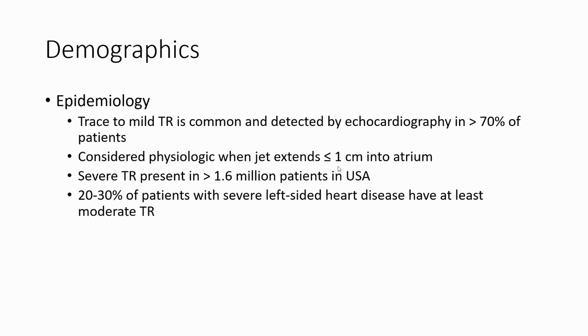Epidemiology: trace to mild tricuspid regurgitation is common and detected by echocardiography in more than 70% of patients. It is considered physiologic when the jet extends less than or equal to 1 cm into the atrium. Severe tricuspid regurgitation is present in more than 1.6 million patients in the USA. 20 to 30% of patients with severe left-sided heart disease have at least moderate tricuspid regurgitation.